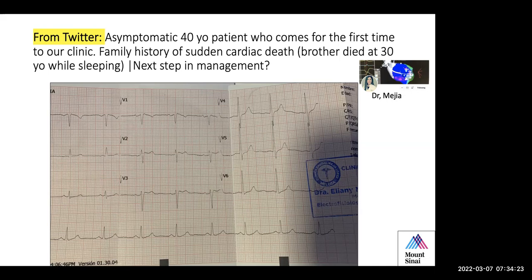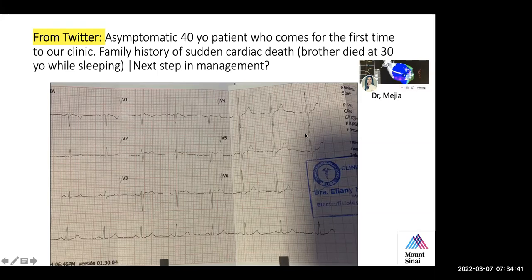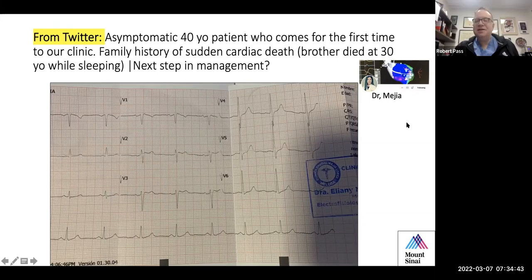It looks like only the precordials are included, so I see that that's probably where the important information is included. I assume so, yes. This is the exact tracing that Dr. Mejia posted. So she didn't think it was important for us to see the limb leads, only the precordial leads. She's leading the witness, as it were.